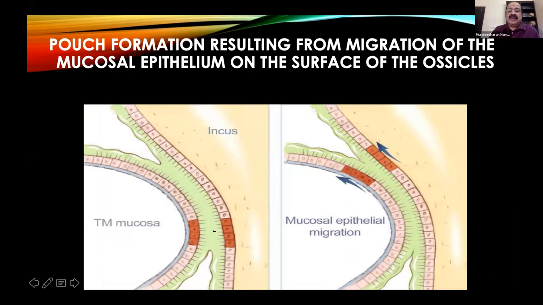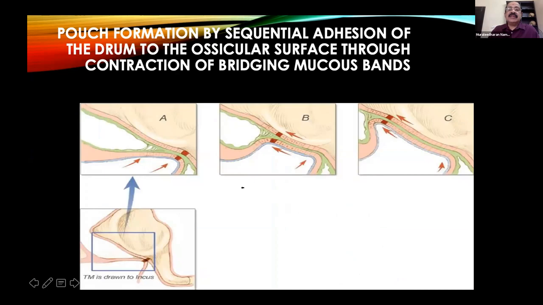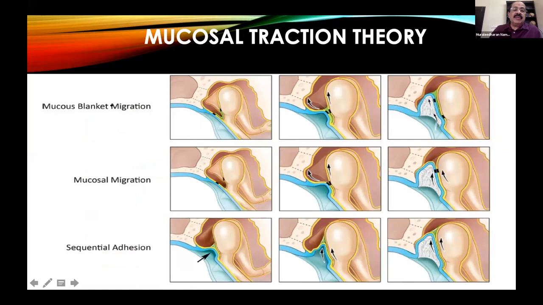And this contracts. As this goes up, there will be contraction of the bridging mucosa, and there will be sequential adhesion. The mucous membrane on the medial surface of the tympanic membrane adheres to the mucosa of the ossicles, and it grows superiorly. So the mucosal traction theory is, in short, the mucus blanket migration, then the mucosal migration, and later it forms a sequential adhesion.